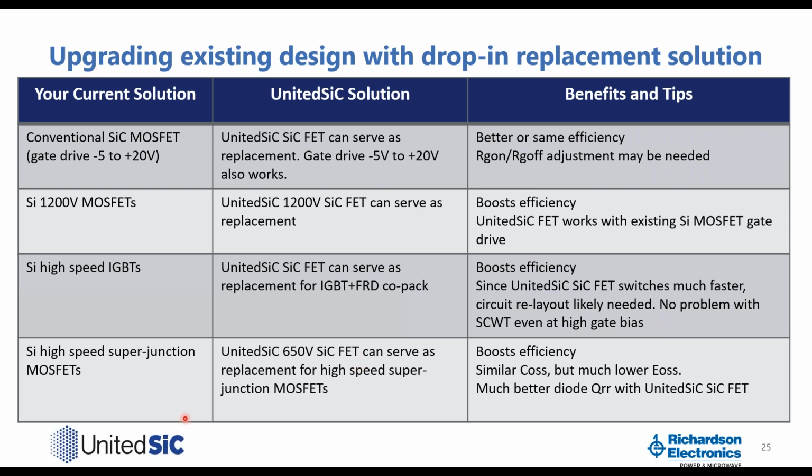And lastly, your current solution might be a silicon-based high-speed superjunction MOSFET. Then UnitedSiC offers a 650 volt class silicon carbide FET that can serve as a replacement for the superjunction MOSFET. And again, it will boost efficiency, and it has similar COSS, but much lower EOSS. And also, it has much better diode QRR. So this enables, for example, the CCM mode totem pole application, which the silicon superjunction MOSFET cannot do.